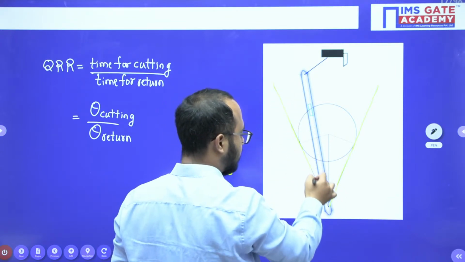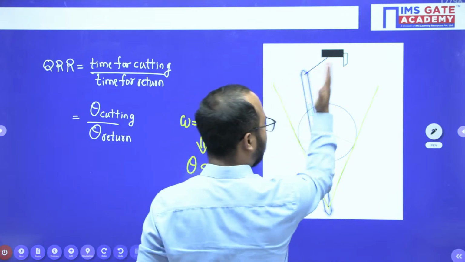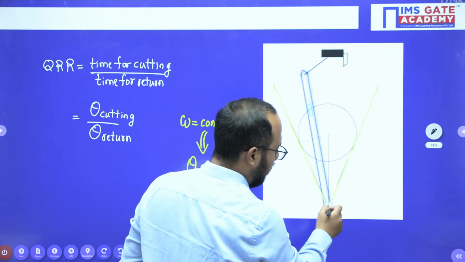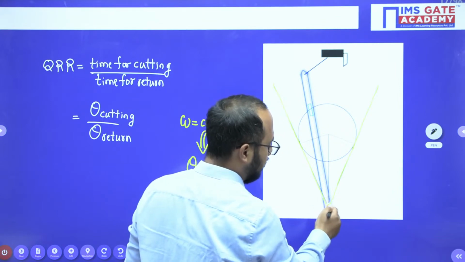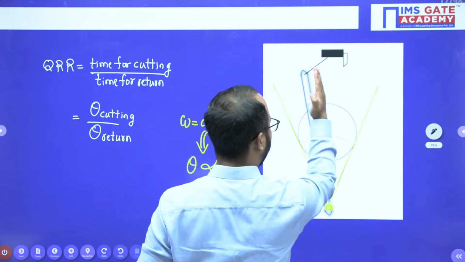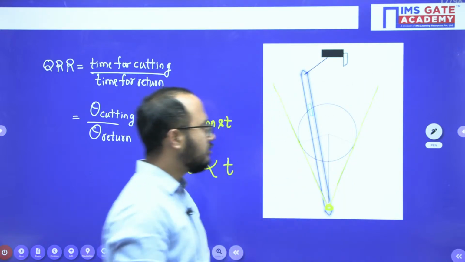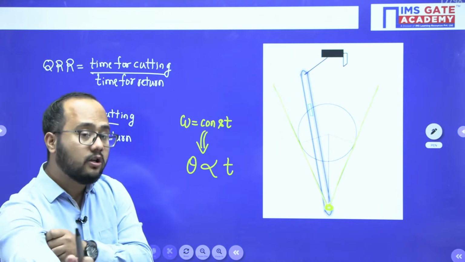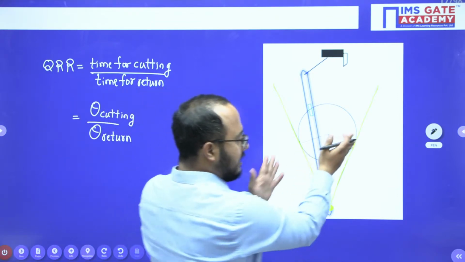This is again the extreme position of the slotted bar, because this slotted bar will oscillate like this about this point, right? The slotted bar will oscillate like this. Okay, so these are the extreme positions of the slotted bar. Clear, everyone? Now, you should understand a very important point. This is the extreme position of the slotted bar.